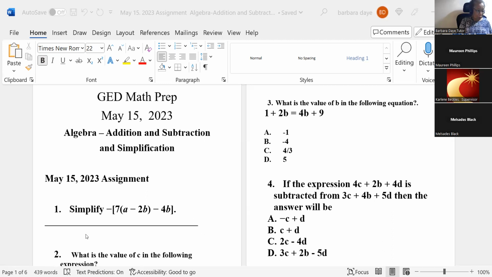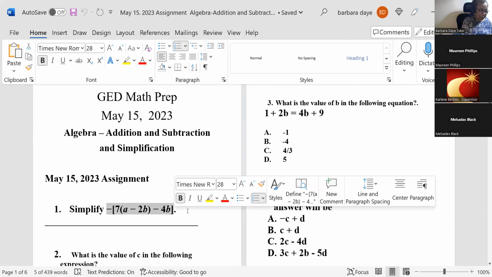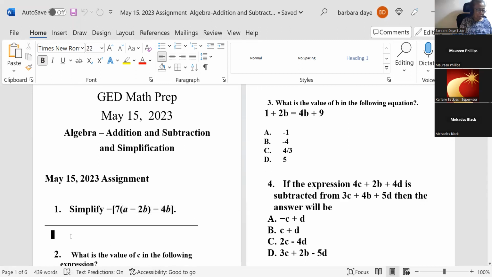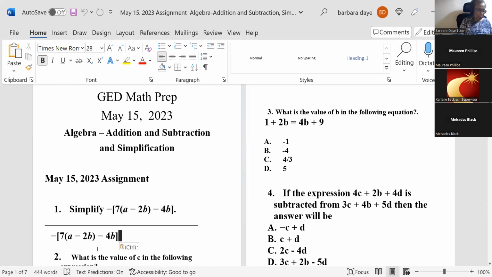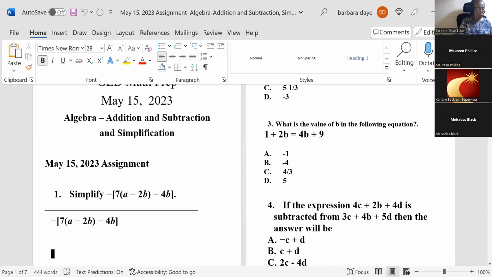So I want you to do number one. What would you do first? Let me just copy it. Put it here. And then I want you to solve it. So what do you do first, Maureen? You might do the minus 7. Oh, that's a bracket. Left bracket, right bracket. Left parenthesis, right parenthesis. Okay, so what do you do first?